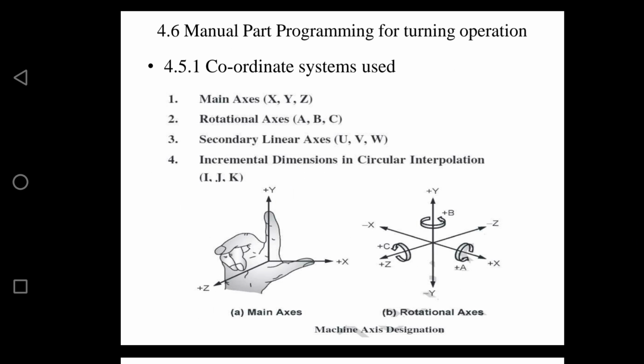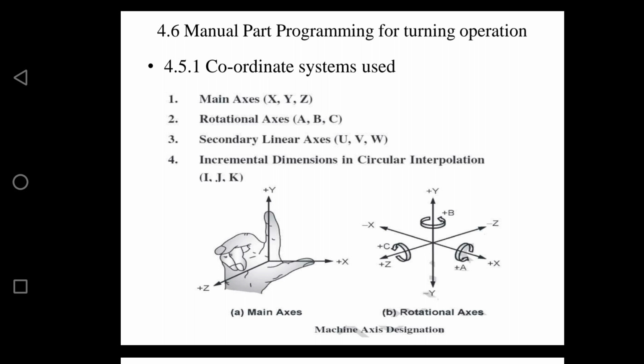Let's see how to write the manual part program for turning operation. Turning, in lathes or turning centers, as you have seen, means the workpiece is rotated and the tools are stationary. These tools are mounted on sliding turrets. You have known this, right? So how do we write the manual part program for turning operation?